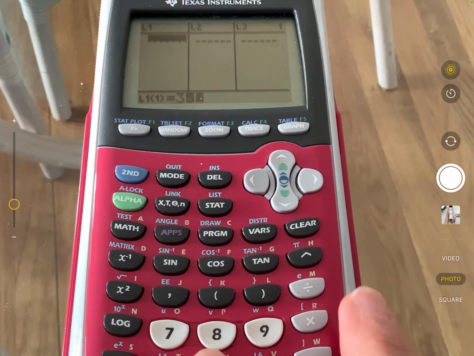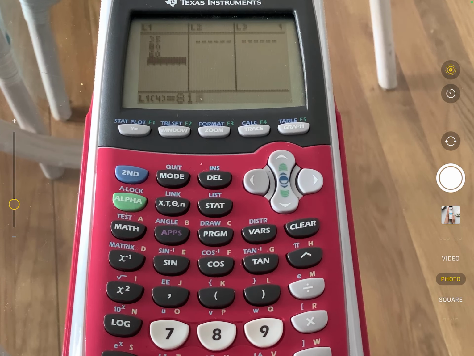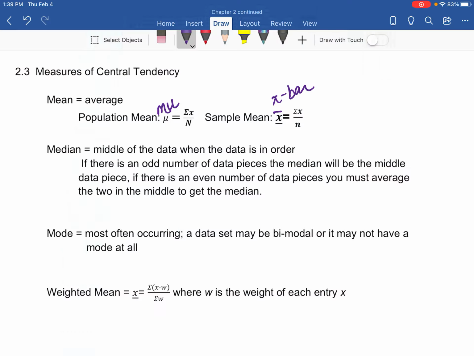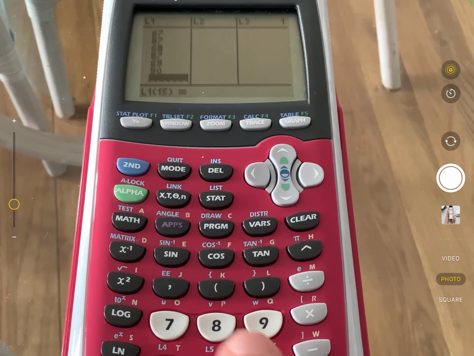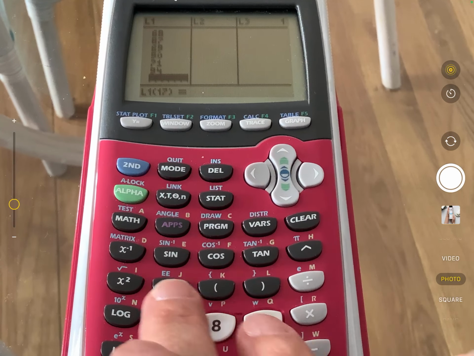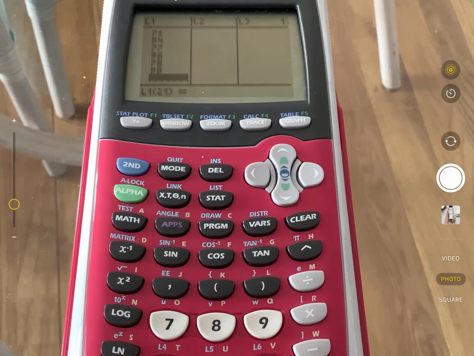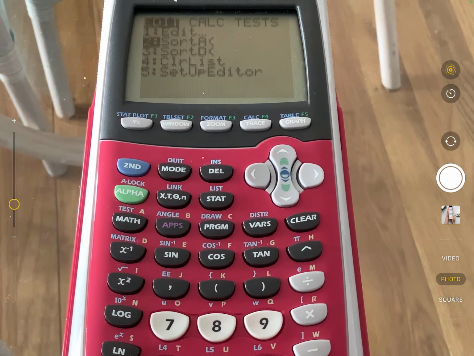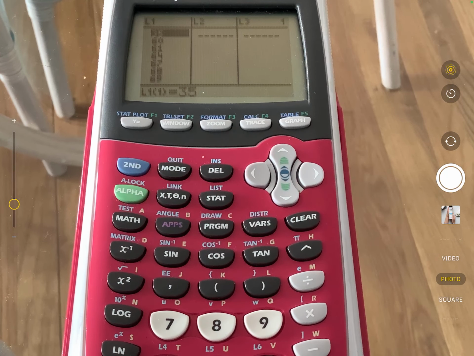35, 80, 60, 81, and again, this is on your Module 1 document, so you can follow along. 61, 85, 64, 86, 67, 87, 68, 87, 69, 90, 71, 94, 77, 96, 78, 99. Again, like I showed you in the other video, you can go to Stat, go down to number 2, and sort List 1. So now my data is all in order.